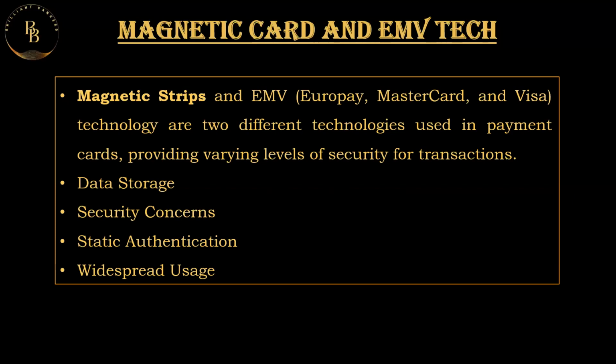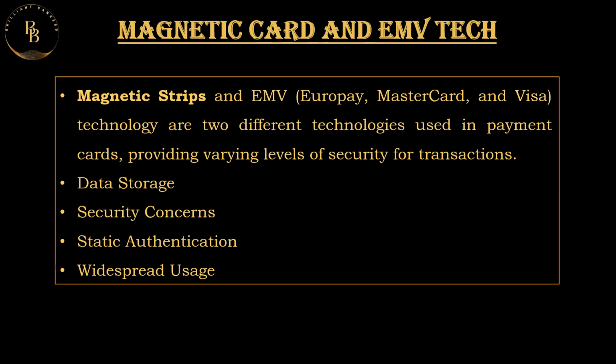A magnetic card has a data storage system, that is, the information is stored on the magnetic strip that is found on the backside of the card, and it also contains the static data including the cardholder's name, card number, and the expiration date. It also has a security concern wherein magnetic strip cards are more susceptible to cloning and skimming processes, where unauthorized individuals can copy the card's information from the magnetic strips. With static authentication, the data on the magnetic strip remains constant for each and every transaction.